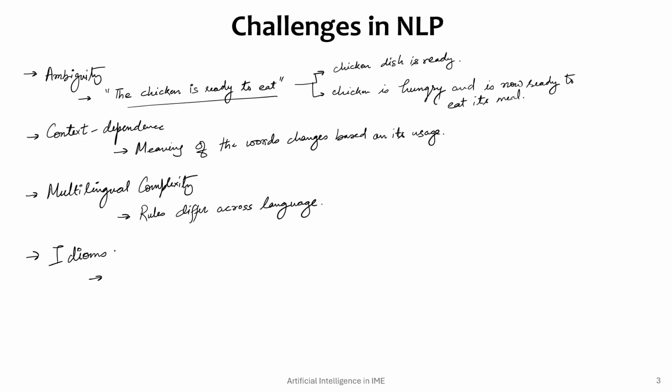Other is idioms. It is hard for machines to interpret idioms literally, right. The meaning of idioms is somewhat complex, but the human mind can easily understand because it is trained to do so. But while developing a natural language model, it is not as easy for the machine to understand idioms, right? So we need to develop focused models for idioms as well.